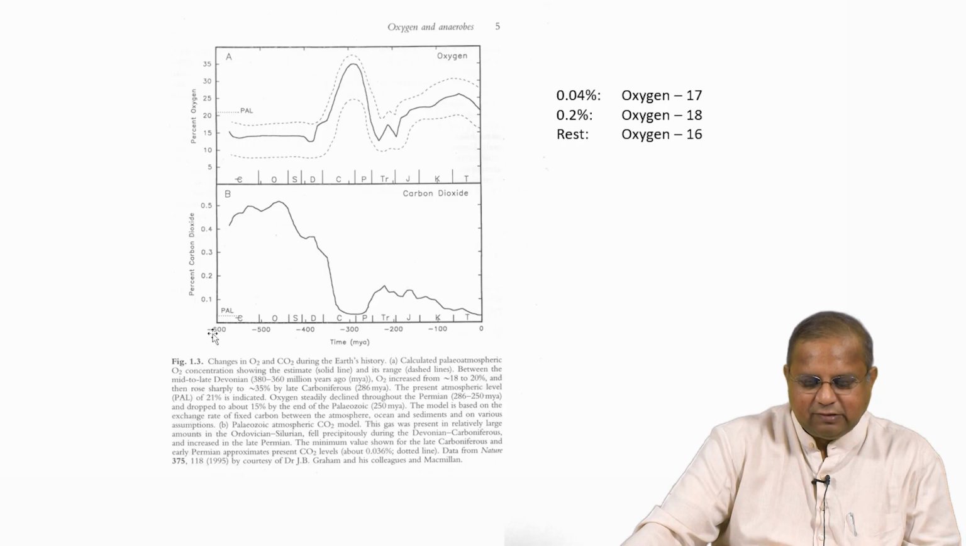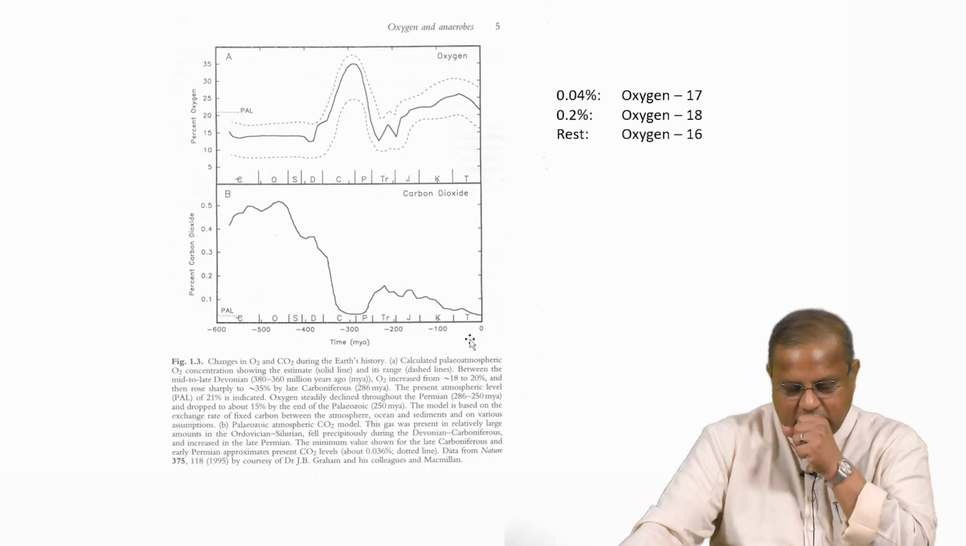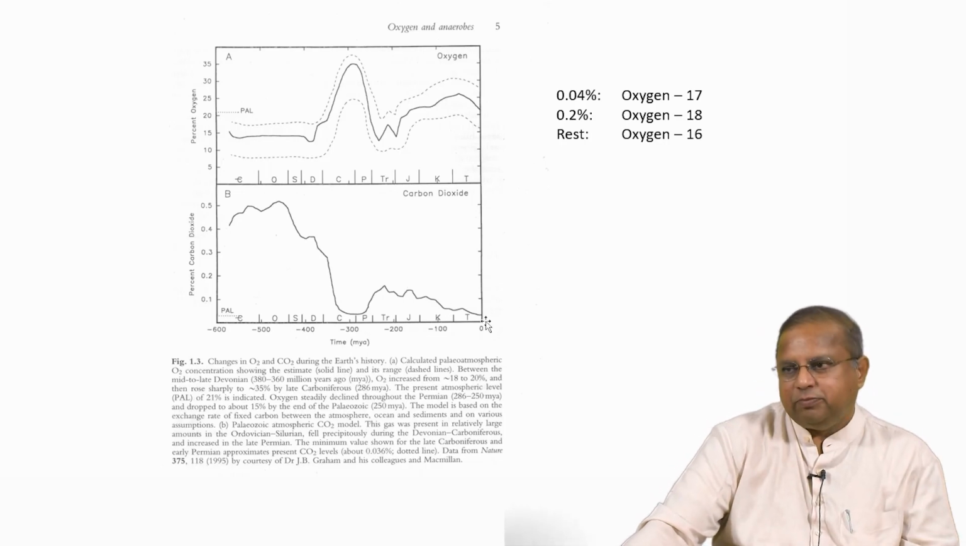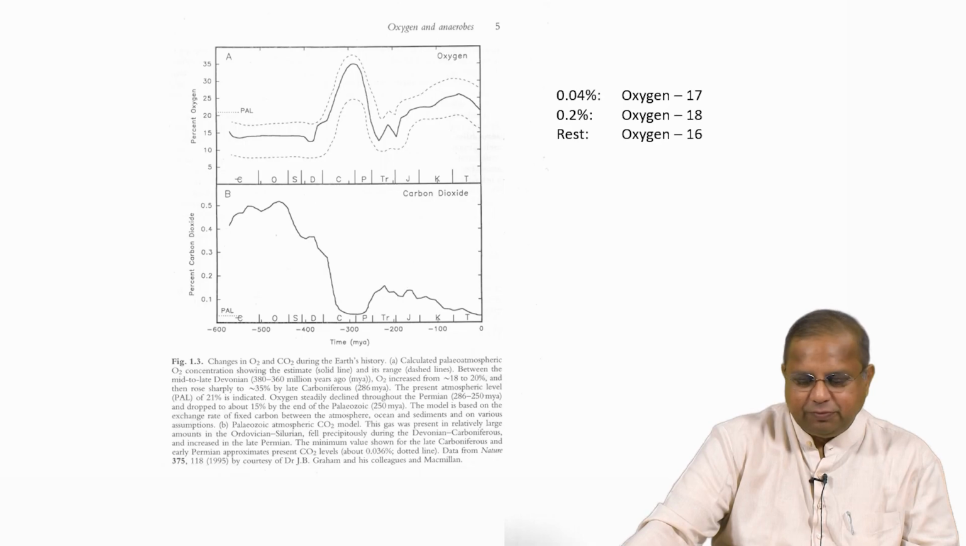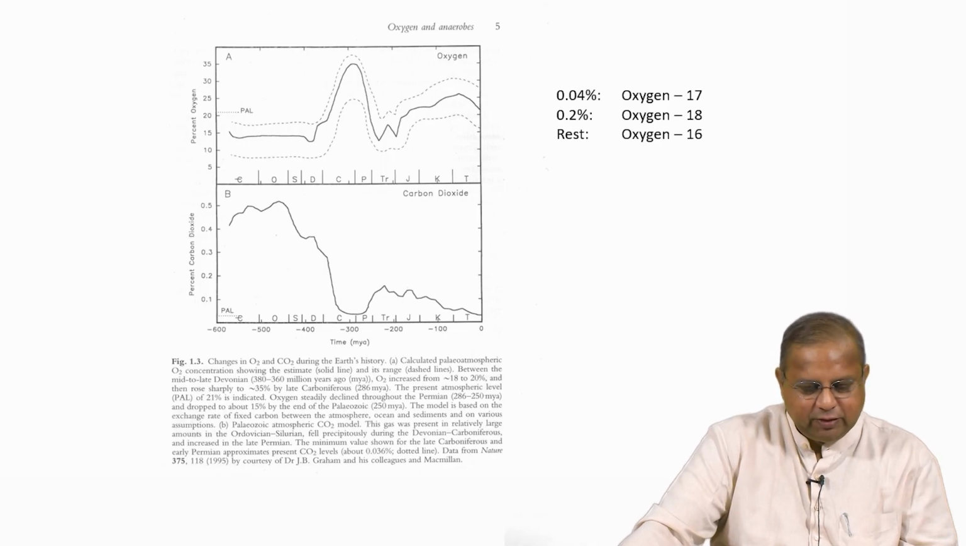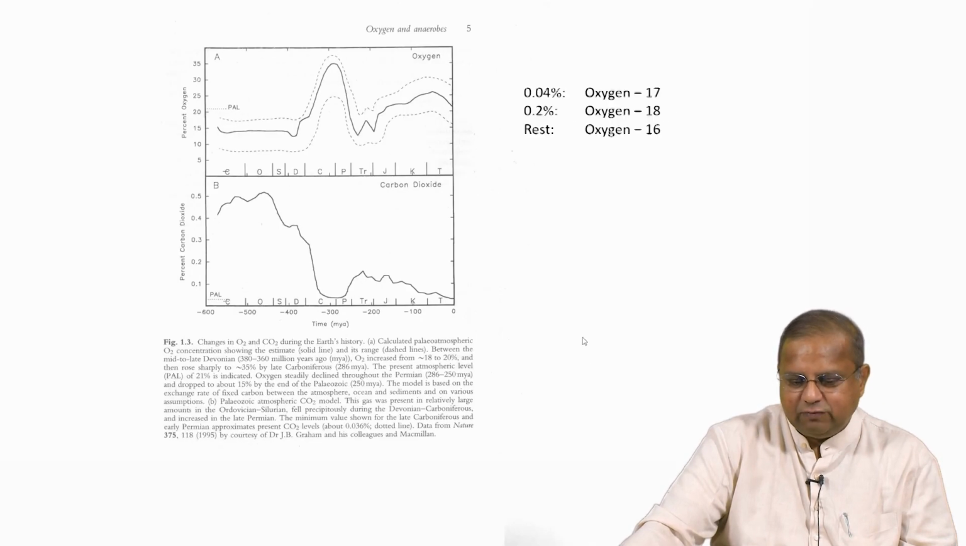Remember, this is 600 million years ago, this is present day. We came into existence 5 million years ago, so we are very close to here, and this is oxygen. It has gone up to about 35%, and the carbon dioxide was as high as 0.5% about 550 million years ago and then it came down to now 0.03, 0.04% and so on. So, fine, this is where we stopped. So, let us continue from here.